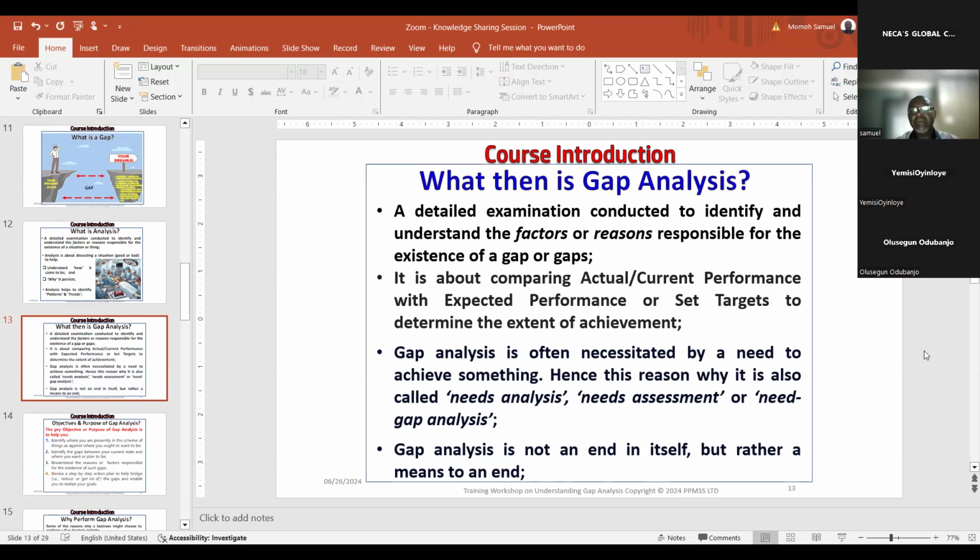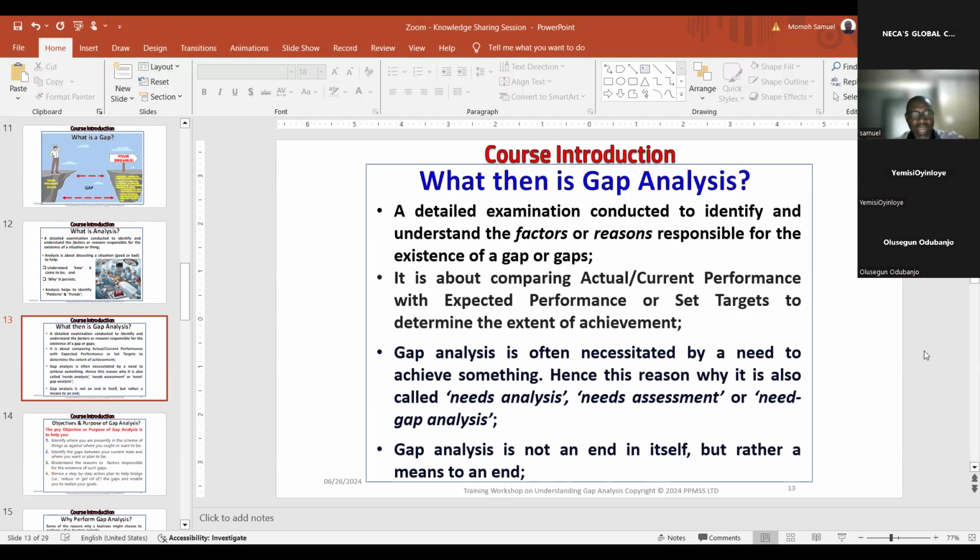Gap analysis can be defined as a detailed examination conducted to identify and understand the factors or reasons responsible for the existence of a gap or gaps, as the case might be. So remember again, just take your mind back to the definition of gap: a vacuum or a space that exists between your current situation, your present state, and that particular place, that Eldorado, that promised land that you are envisioning for yourself or for your organization.